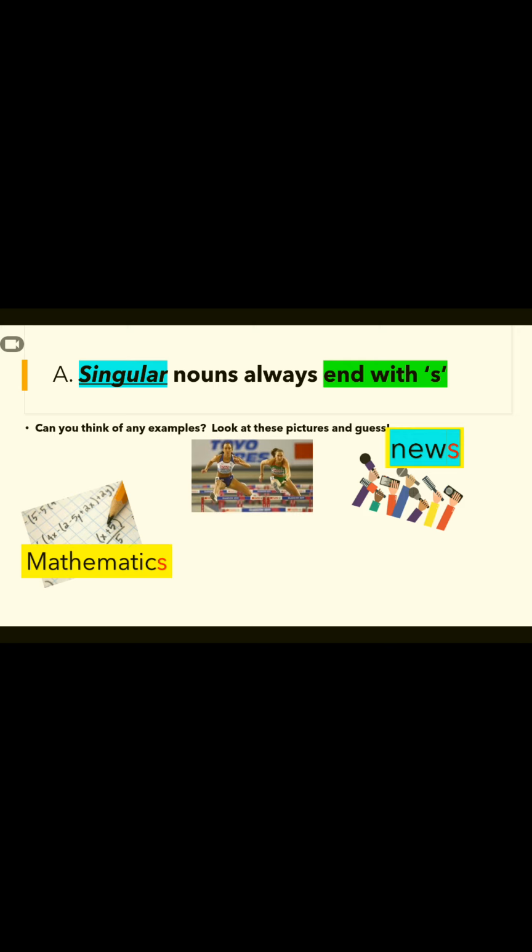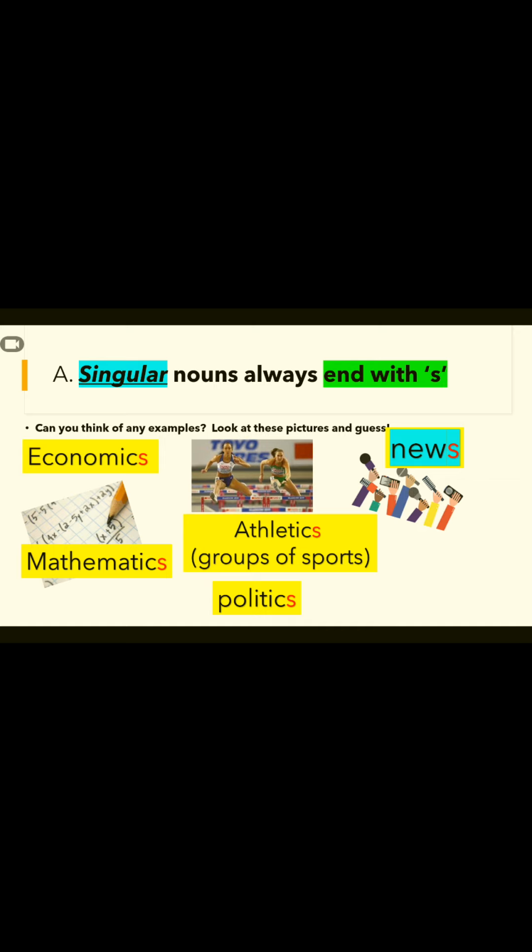This is mathematics. Always ends with S, but it's singular. Economics, another subject name. For these 2 subject names, they are singular, but there's always an S after the word. How about the middle picture? It's the word athletics. It refers to groups of sports, like running. And the next word is politics, with S. And on your worksheet, you'll find another one, which is classics. Have you filled them in yet?